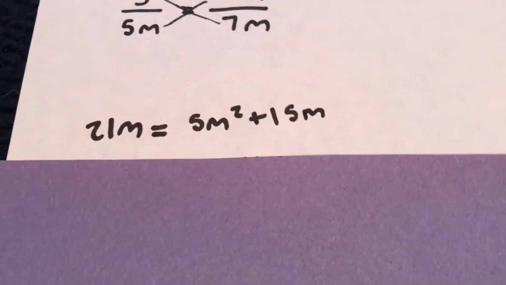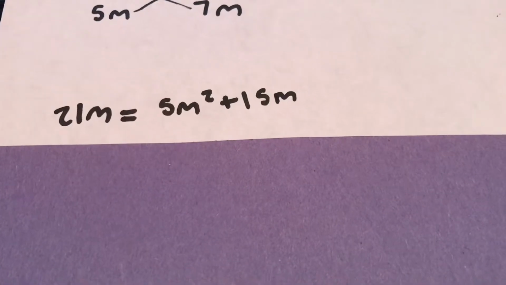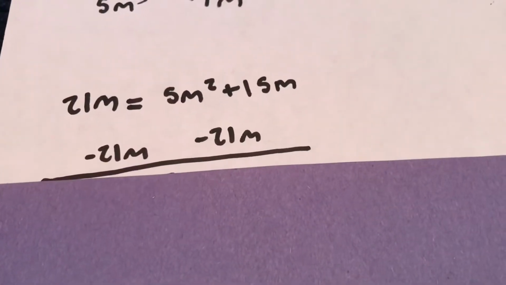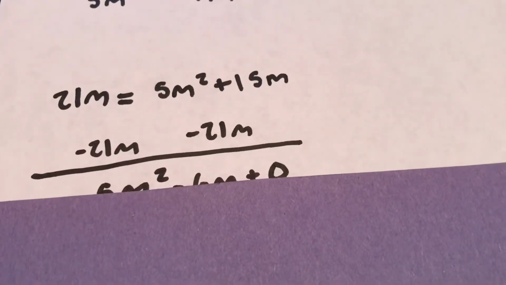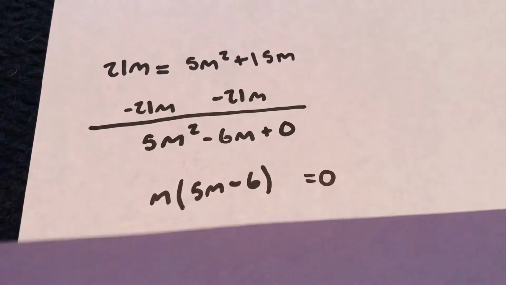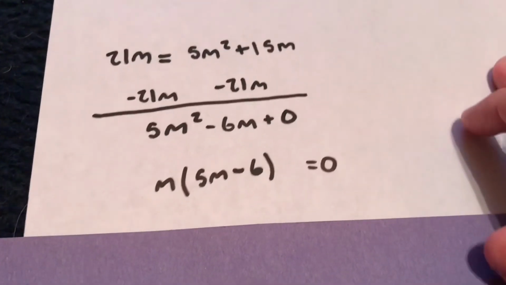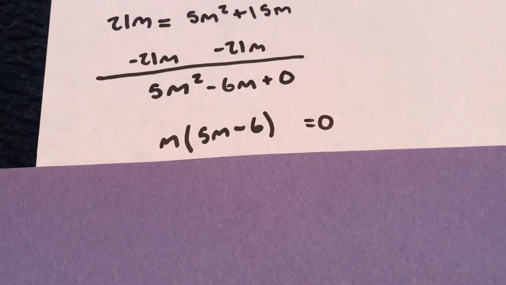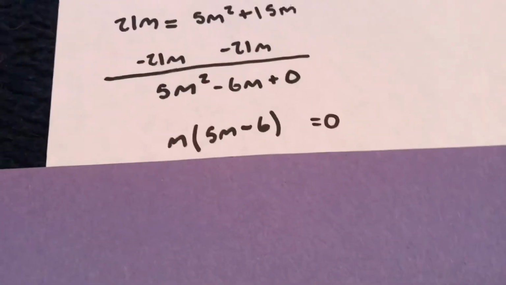So I did that, and that comes out to 21m equals 5m squared plus 15m. And then what you do is you subtract 21m from each side to make the whole problem on one side. And then you factor that. So I took the m out, and that made m times 5m minus 6 equals 0.